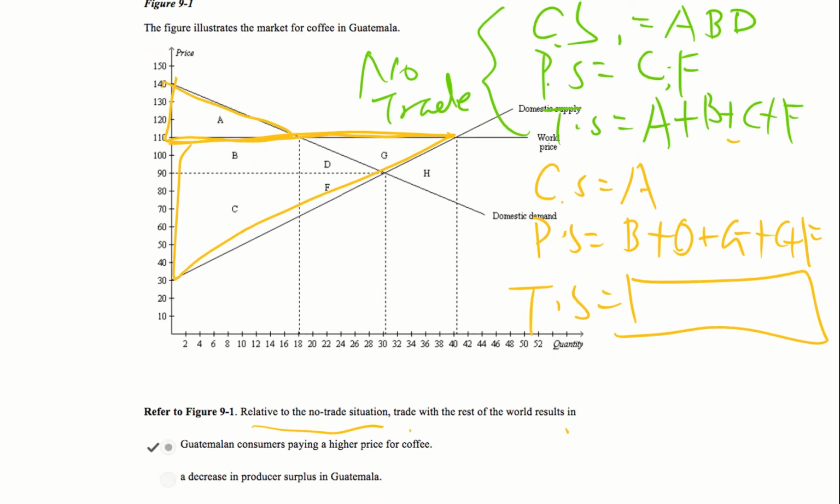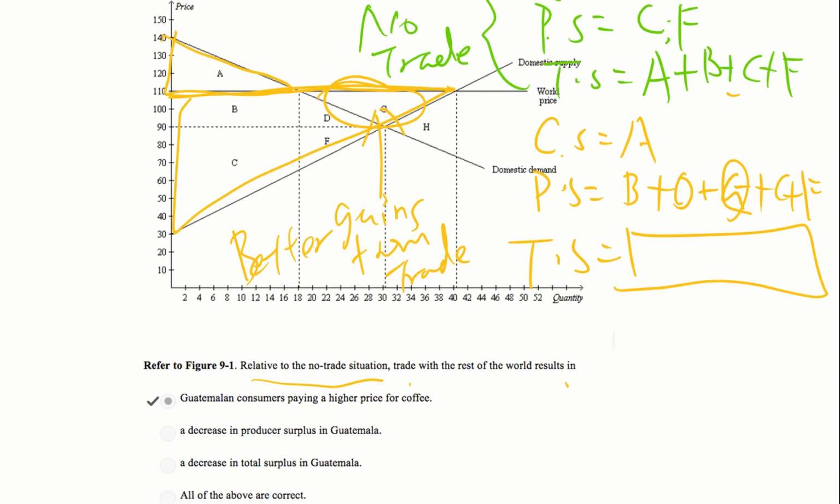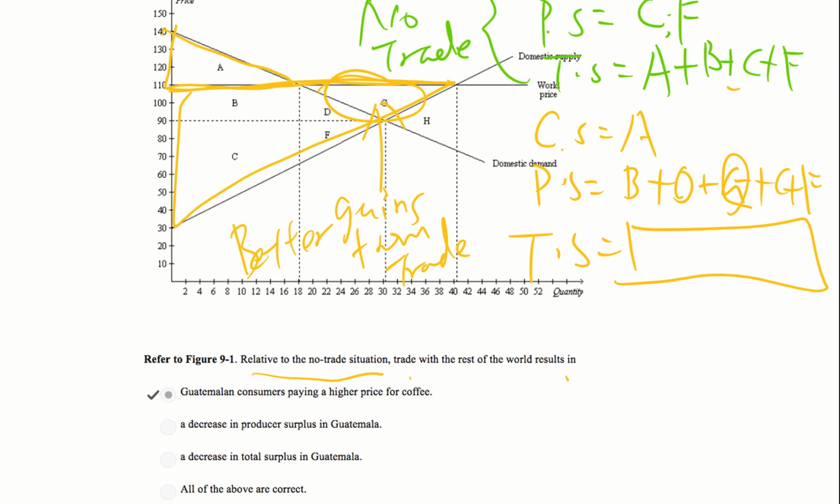So it looks like that with trade, we have this extra area G here. We never had a G over here, but we have a G right here, right? So G is called gains from trade. So with trade, with exporting, the country is better off because they have extra gains from trade. Now let's go over each answer choice here.